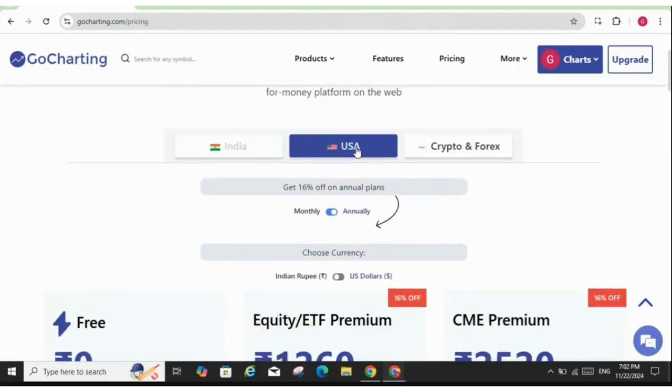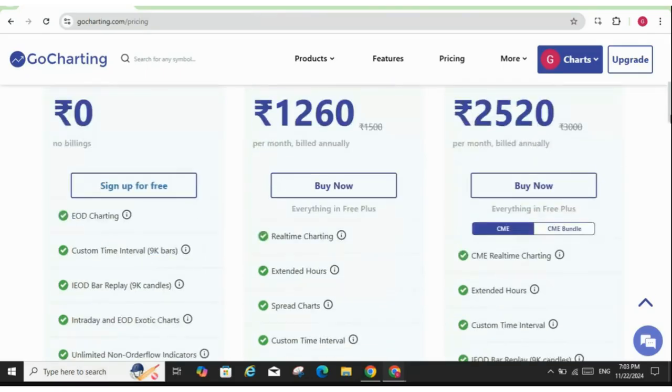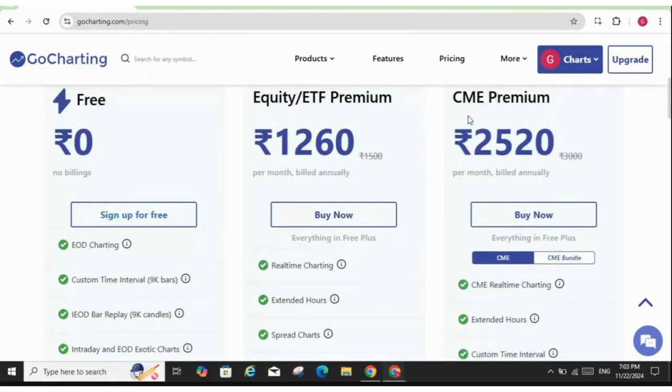Then if you go to USA, this one is Equity ETF Premium. This is for US stocks. All the US stocks order flow and ETF order flow can be seen under this plan. And then we have the CME plan: CME Premium, and then CME Bundle.